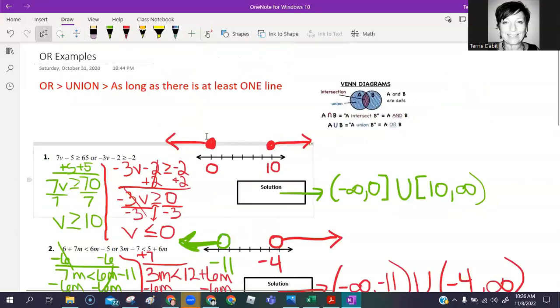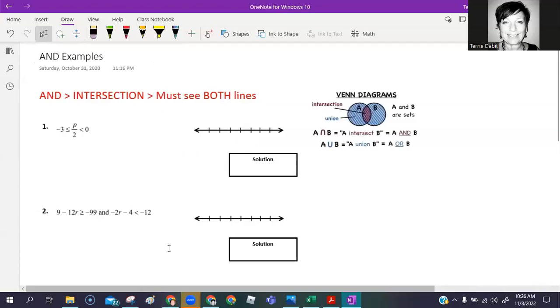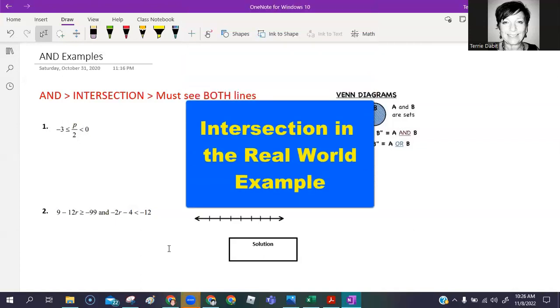Okay, let's head over to AND. And examples mean the intersection. They mean that you have to be in both. For example, you could have group A is your people that play football. Group B is your people that play basketball. But do we not agree that some basketball players also play football?